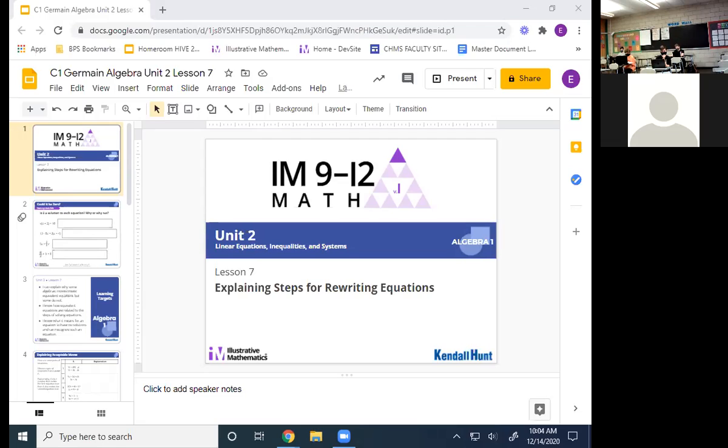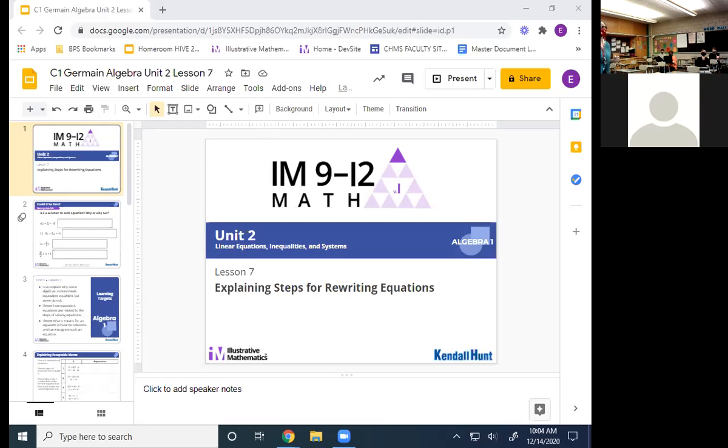Let me put my camera back on so you guys can see me. Let's take a look at what we're doing today. Our lesson is explaining steps for rewriting equations. Just like we did Thursday and Friday, we were looking at equations and saying what moves take me from one to the other. We're going to do something very similar again today.